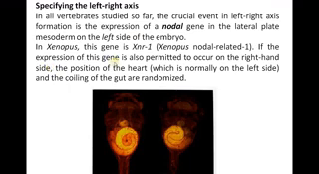If the expression of this gene is also permitted to occur on the right-hand side, the position of the heart, which is normally on the left side, and the coiling of the gut are randomized. So if you change the position of the gene expression, the position of the heart and the coiling of the gut are randomized. Actually, it does not develop in the normal, symmetrical way during development.